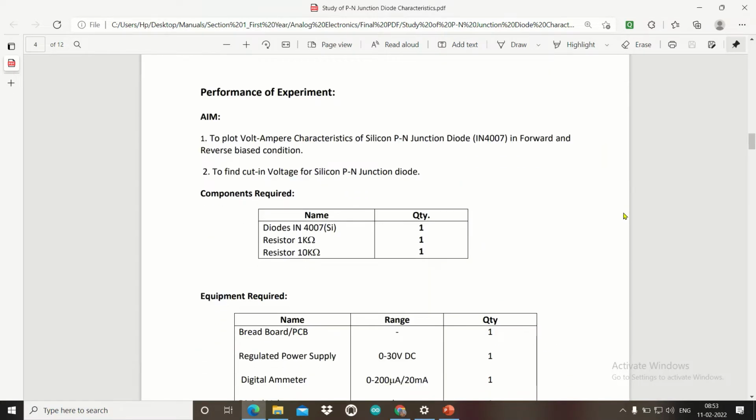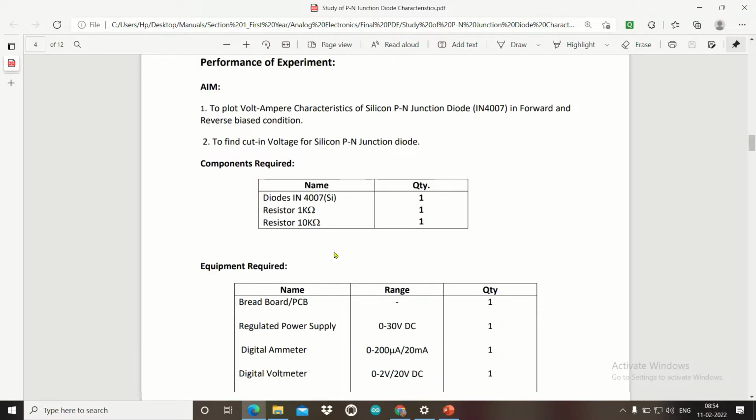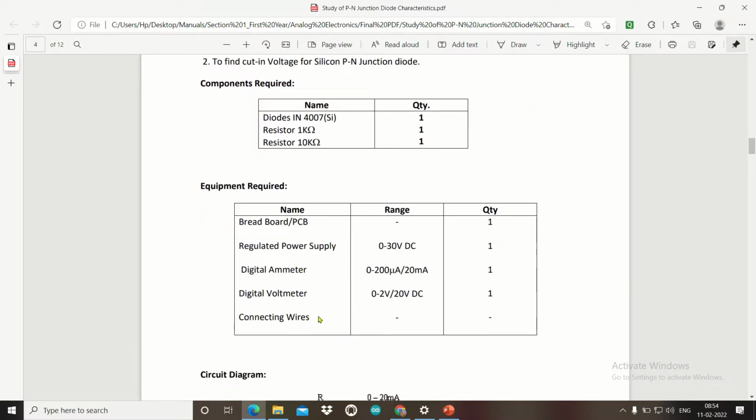Now remember that whenever you are performing some experiment, you should be very clear about which components you are using and what equipments you require, especially in these analog lab experiments. Whenever you are using some equipment, you might need some power supply, ammeters, voltmeters that are very common. Remember, in such cases, you need to mention the range.